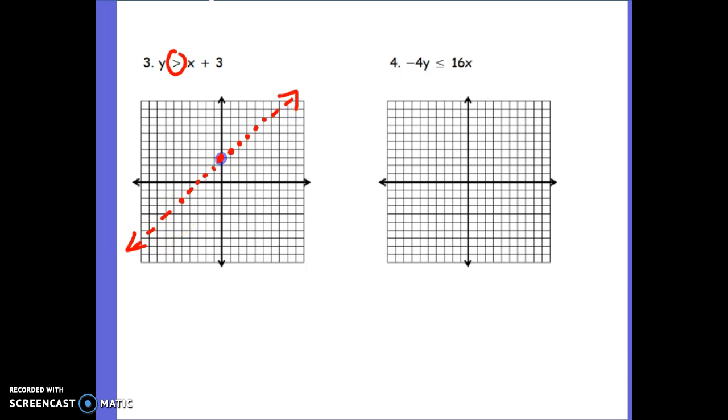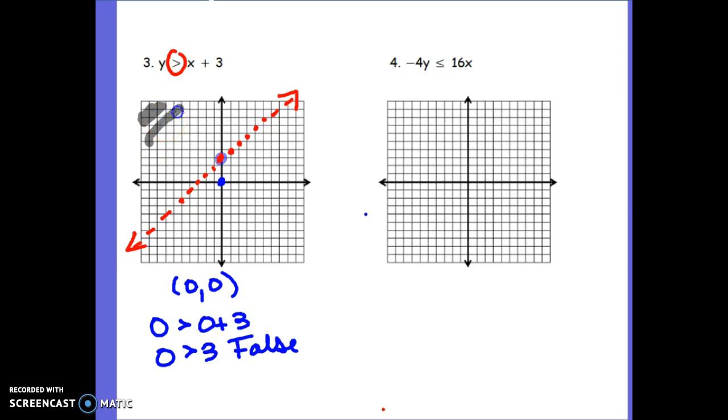Okay, so there's our line, and now let's test a point. In this case, let's test the point (0, 0). So if I plug in (0, 0), I get 0 is greater than 0 plus 3, so 0 is greater than 3. Well, that's false. 0 is not greater than 3. So because it's false, I'm actually going to shade the other side of the line. Okay, so it's going to be shaded like this.